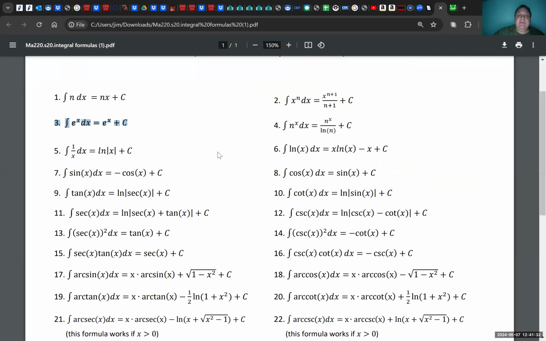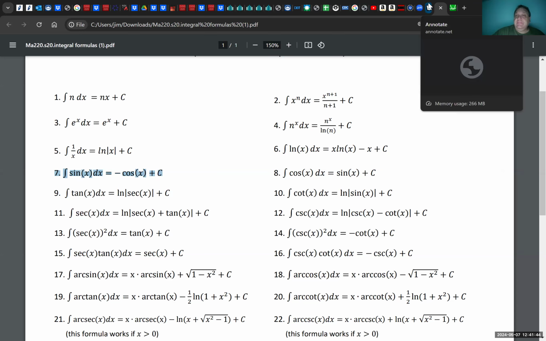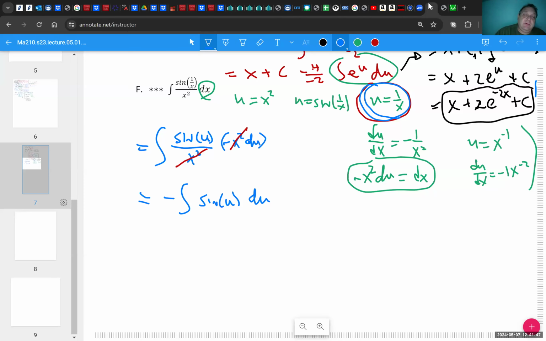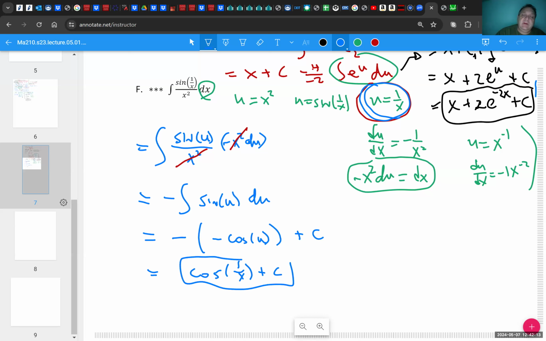You may remember the derivative of sine and cosine. So here's the antiderivative of sine, it's formula number 7. It's the negative cosine. Because the derivative of cosine is negative, we need an extra negative to balance out the equation. All right, so this is going to equal negative. The antiderivative of sine u is negative cosine u, and then we get some plus c. So the negative is a positive, and I'm going to resubstitute back in for what u is. u is 1 over x. So this is my answer for F.